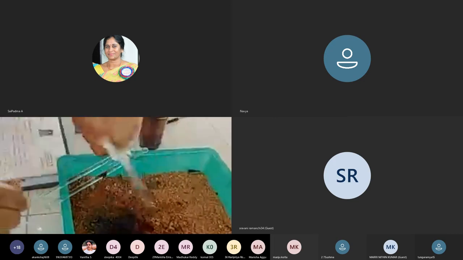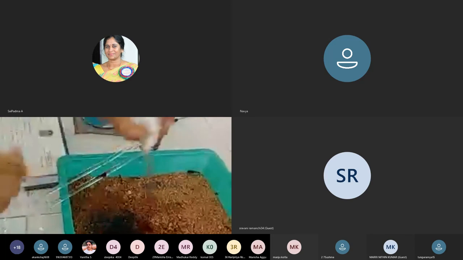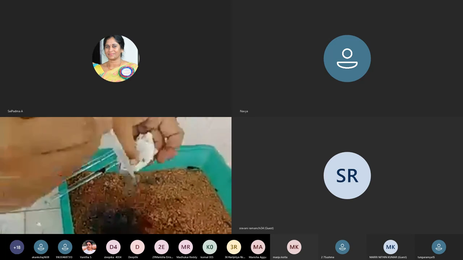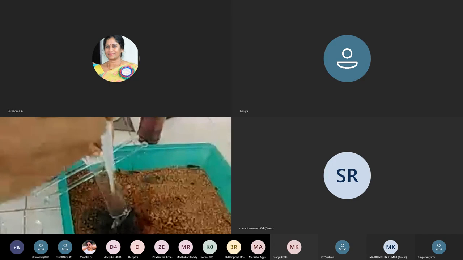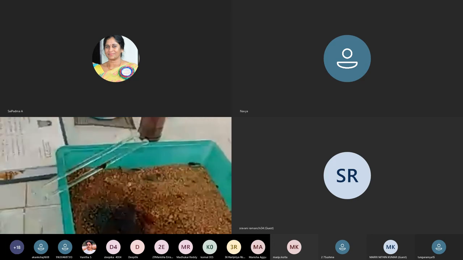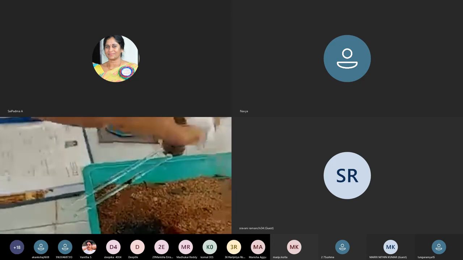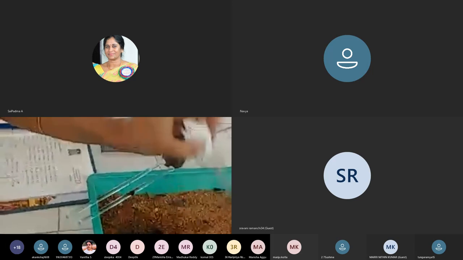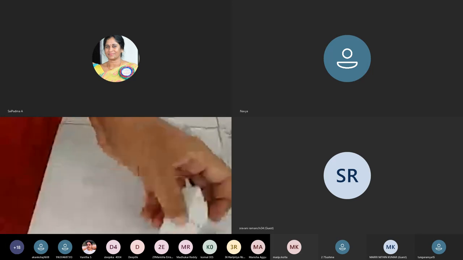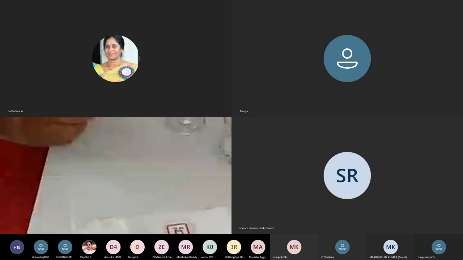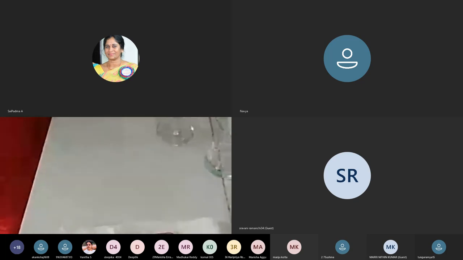When extra stain is there, we can wash it off. So we are done with the staining also. Now we have to focus it under the microscope. Put the slide to air dry for some time so that the excess water present will dry up. Then we will focus it under the microscope.